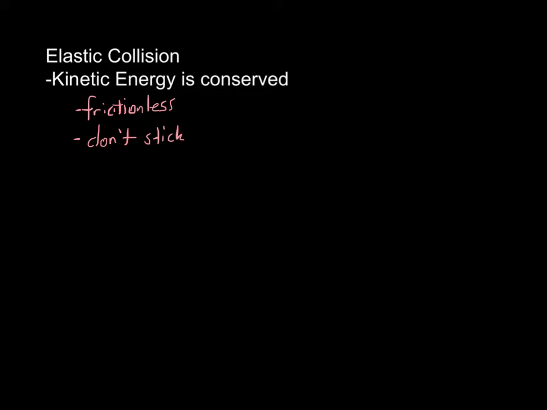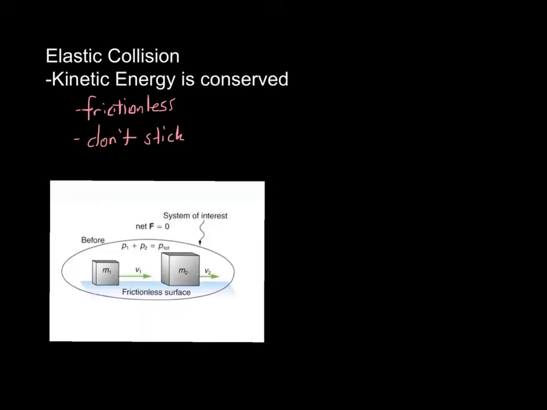So a collision that's an elastic collision might look something like this. Initially, we have these two objects moving toward each other. We have mass 1 with velocity 1 going this way, mass 2 with velocity 2 going that way. They have some total energy. We have a frictionless surface so that we know there's no loss of energy there.